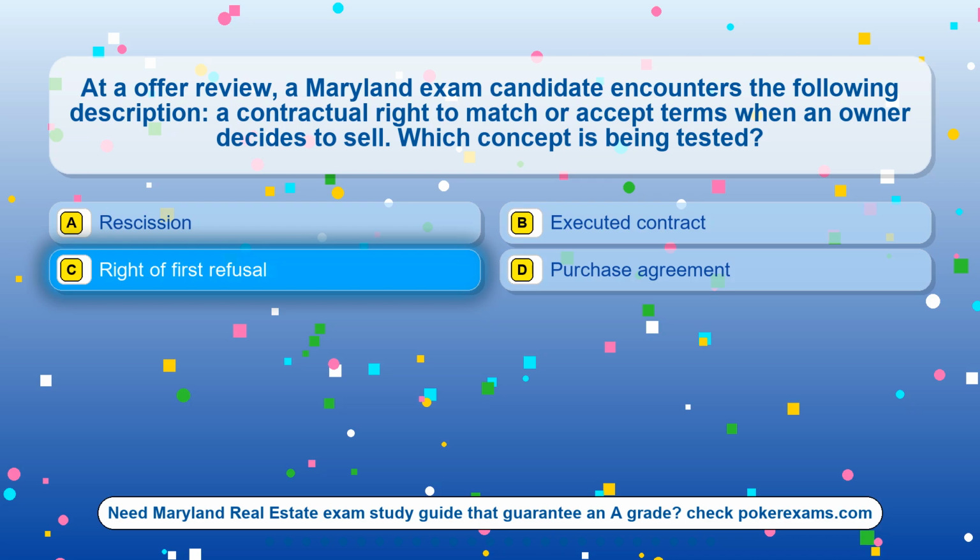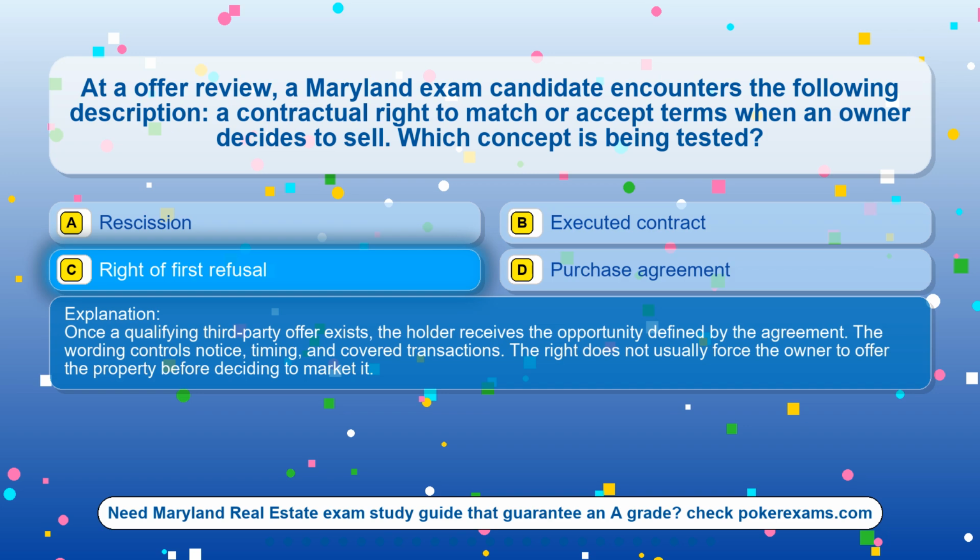The correct answer is option C, right of first refusal. Once a qualifying third-party offer exists, the holder receives the opportunity defined by the agreement. The wording controls notice, timing, and covered transactions. The right does not usually force the owner to offer the property before deciding to market it.